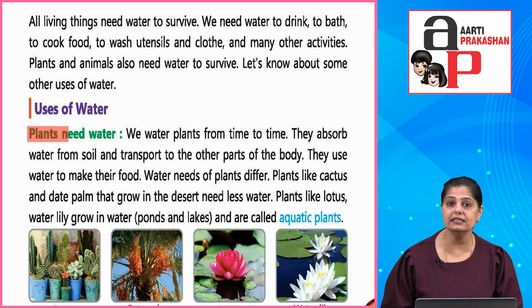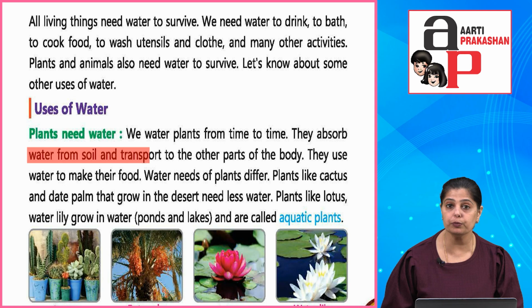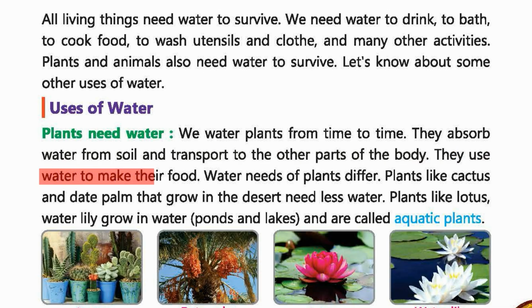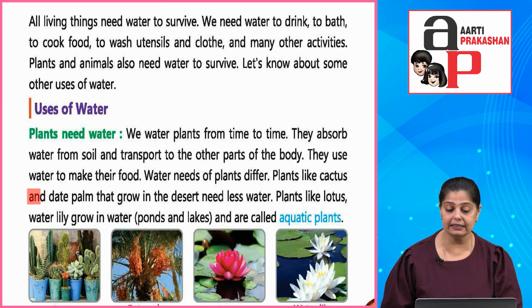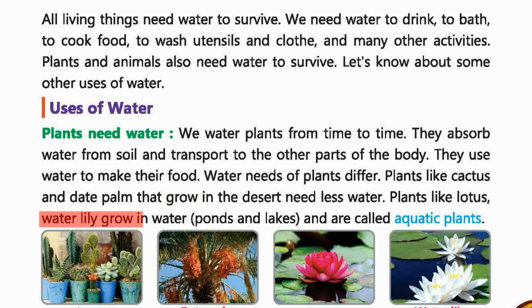Plants need water. We water plants from time to time. They absorb water from soil and transport it to the other parts of the body. They use water to make their food. Water needs of plants differ. Plants like cactus and date palm that grow in the desert need less water. Plants like lotus and water lily grow in water, like ponds and lakes, and are called aquatic plants.